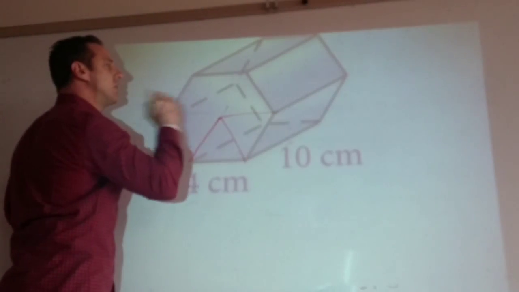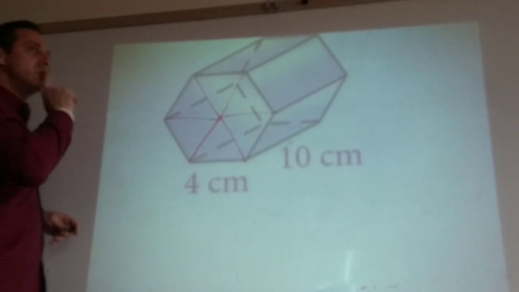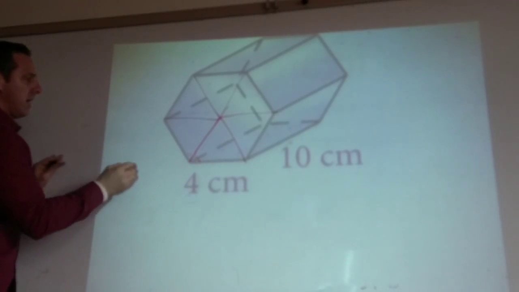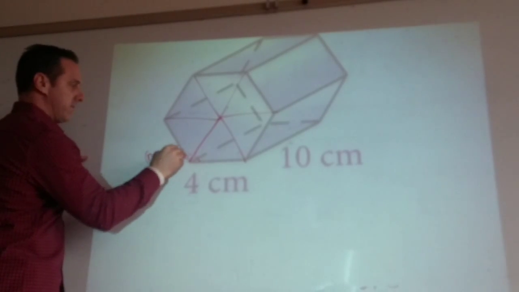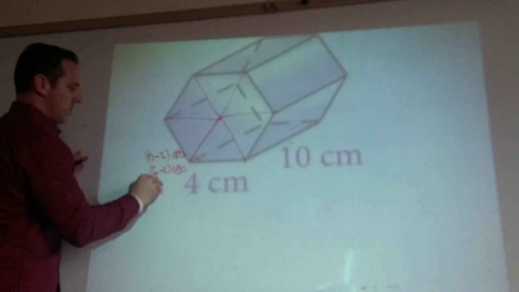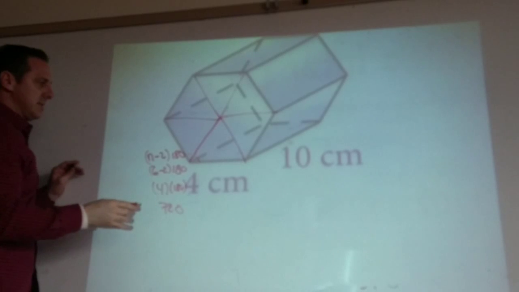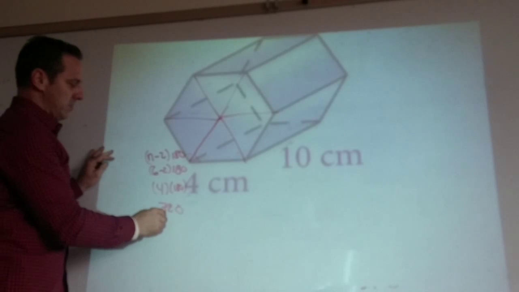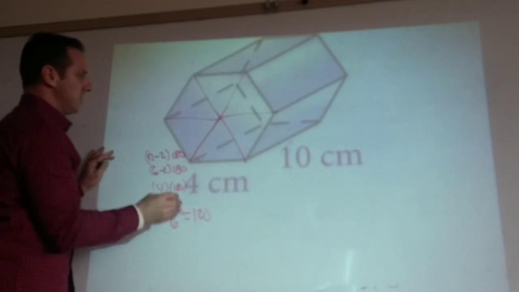So here we are going to find the angles, and we're going to use this formula here, n minus 2 times 180. So there's 6 sides, 6 minus 2 times 180, 4 times 180, 720. So that means that all of the angles of the hexagon add up to 720. If I divide it by 6, I see that each one of these is 120.